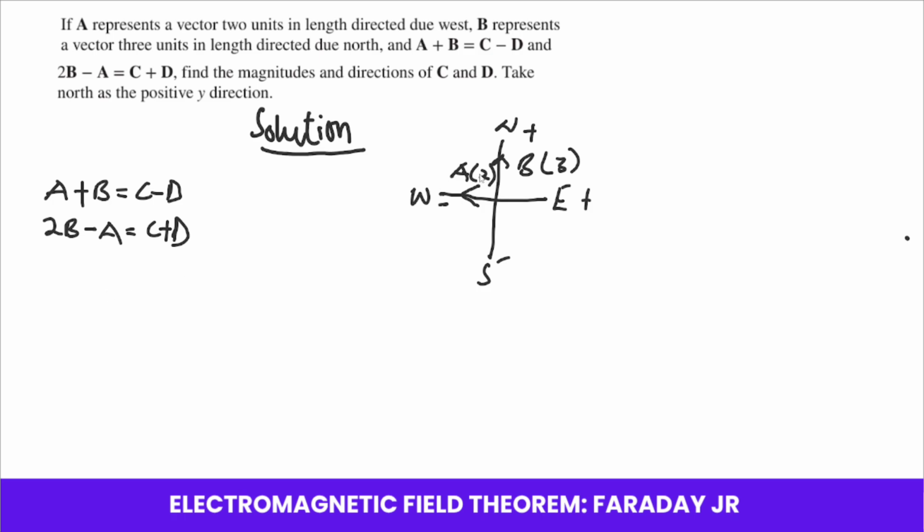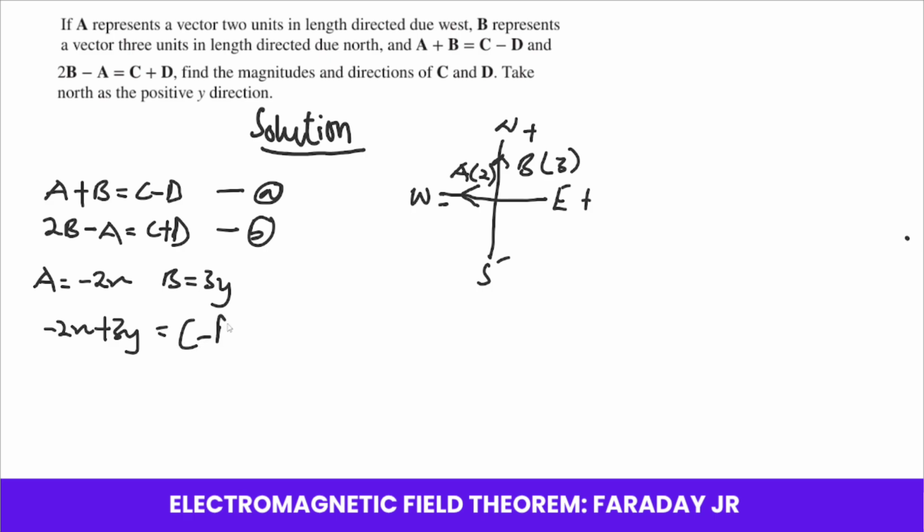Now, A is moving due west. That is on the x-axis. So we can say A is equal to negative 2x, while B is equal to positive 3y. Hence, we can substitute them into the given equations. Let's label this as equation A and equation B. So we are substituting. For equation A, we have negative 2x plus 3y is equal to C minus D.